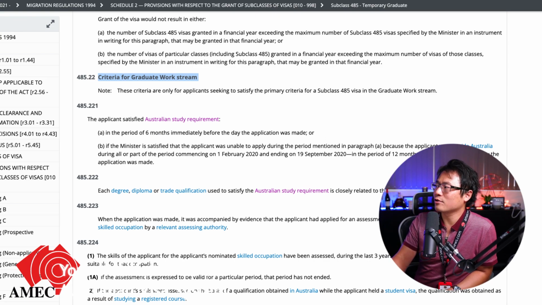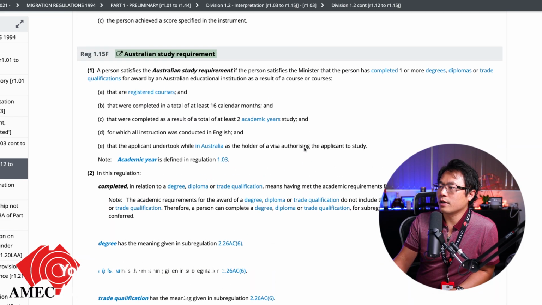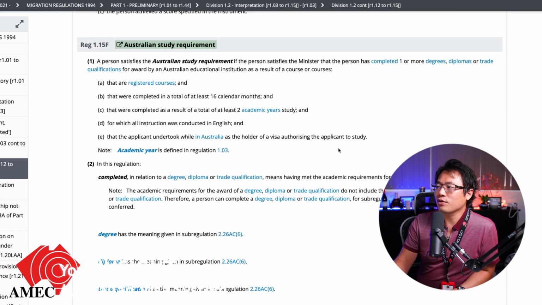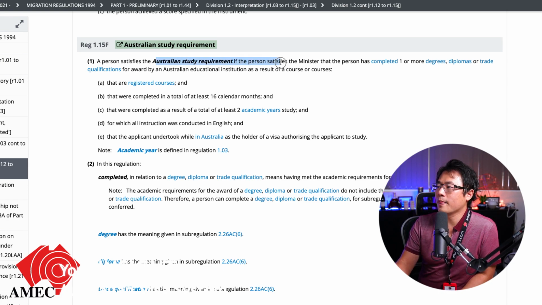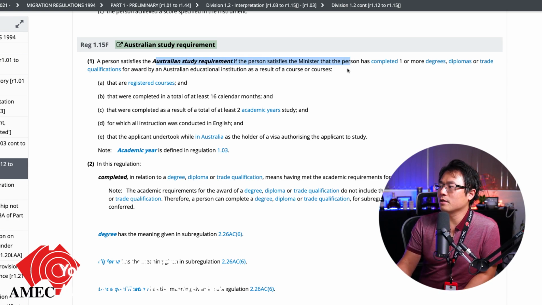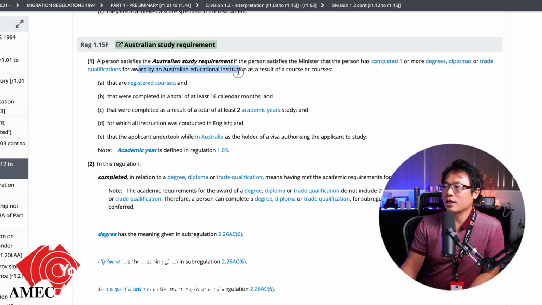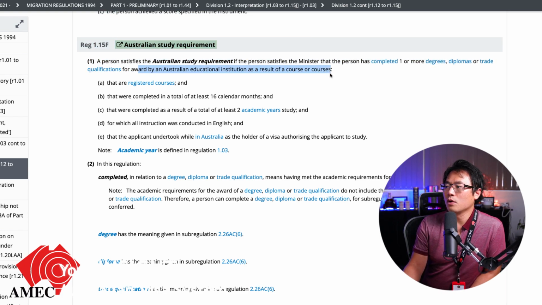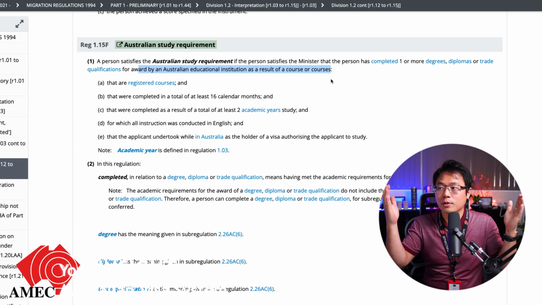Let's check out what the Australian study requirement is all about. So where is it? Okay, here we go. That's the law. The Australian study requirement says a person satisfies the Australian study requirement if the person satisfies the Minister they have completed one or more degree, diploma, or trade qualification awards by an Australian education institution, in a reasonable course or courses. So that means it can be one course or two courses, or multiple courses.